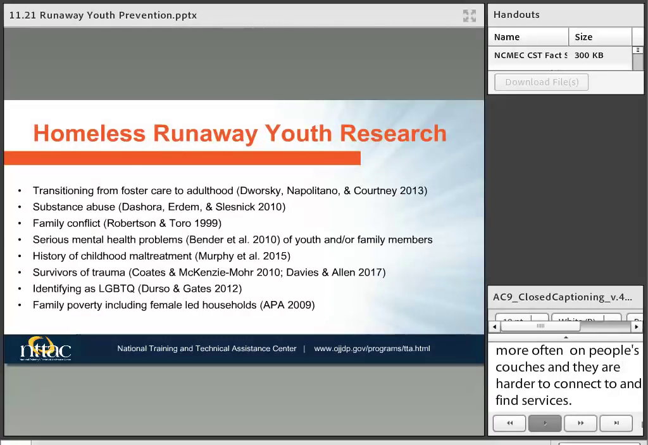So the research that we have seen, which is building very comprehensively, has really taught us that there are specific things that are happening that create elements of homelessness for young people. That transitioning from foster care to adulthood, we have excellent federal funding focused on this, and research is being done, but that transition continues to present a gap.